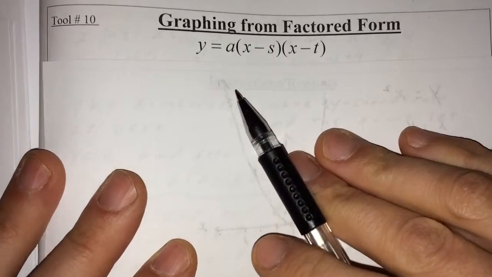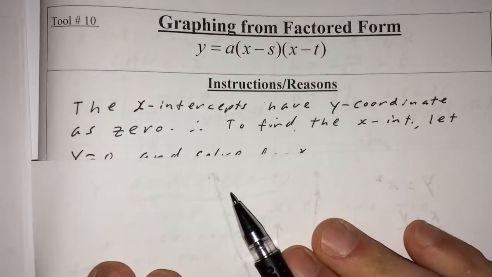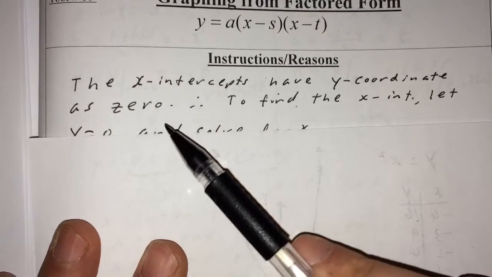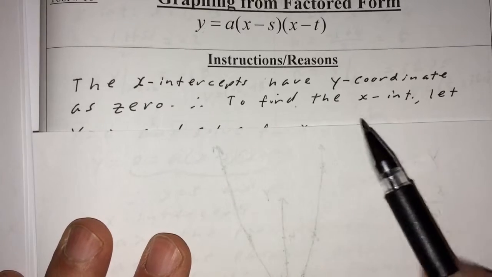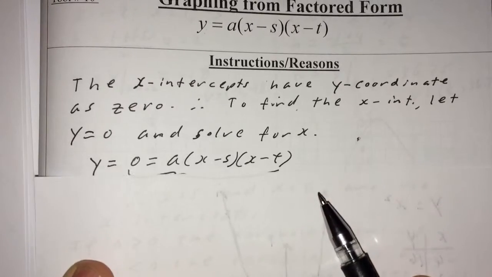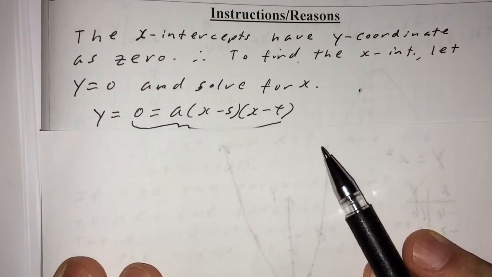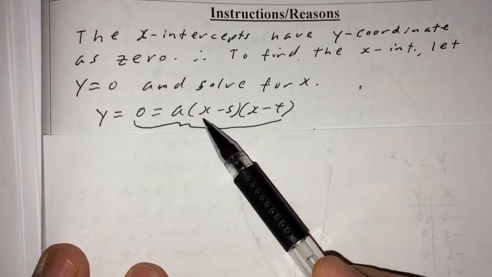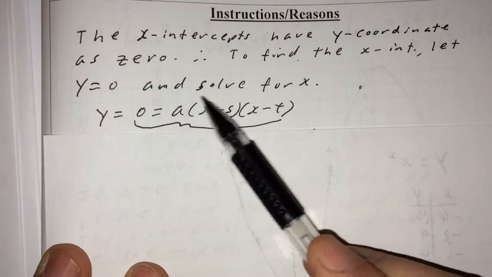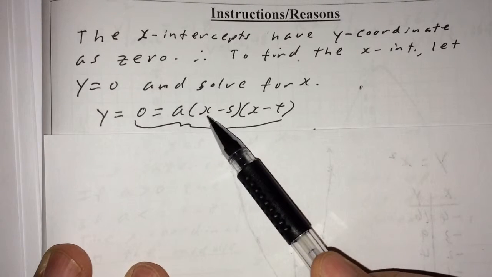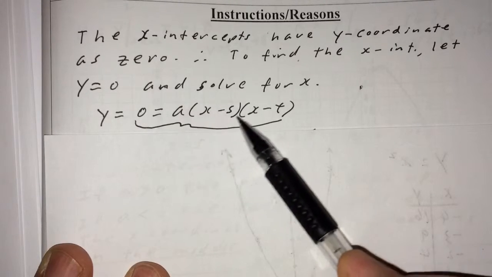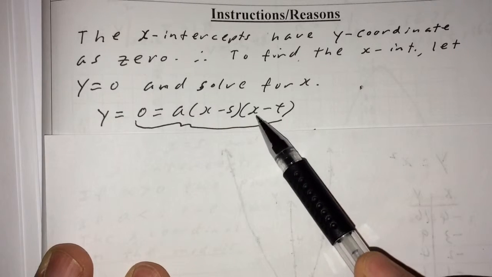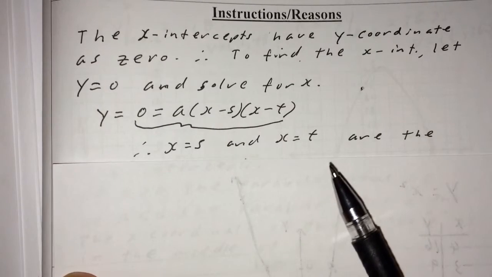Okay, so when it's in this form, the x-intercepts have y-coordinates of 0. To find the x-intercept, let y equal 0 and solve. So how do you solve this? Well, it's the value of x that makes this true. If x equals s, s minus s is 0, and 0 times anything is 0, so that's one solution. x equal to t is the other.